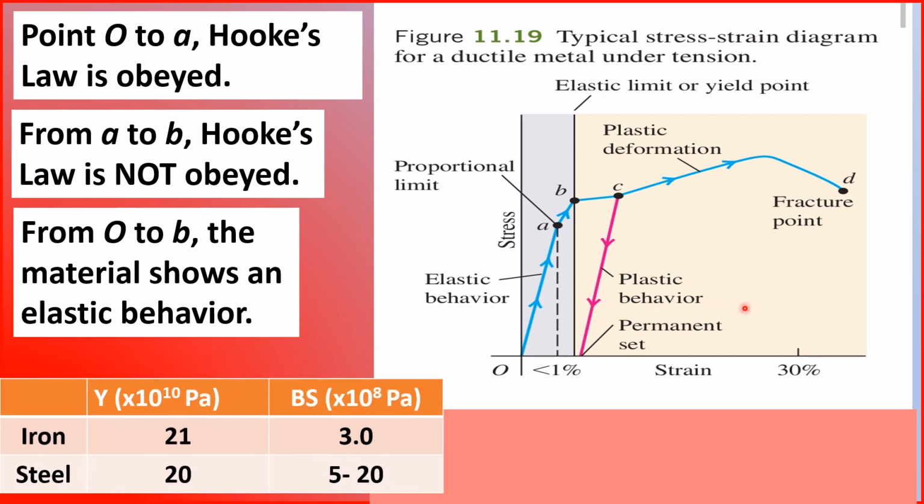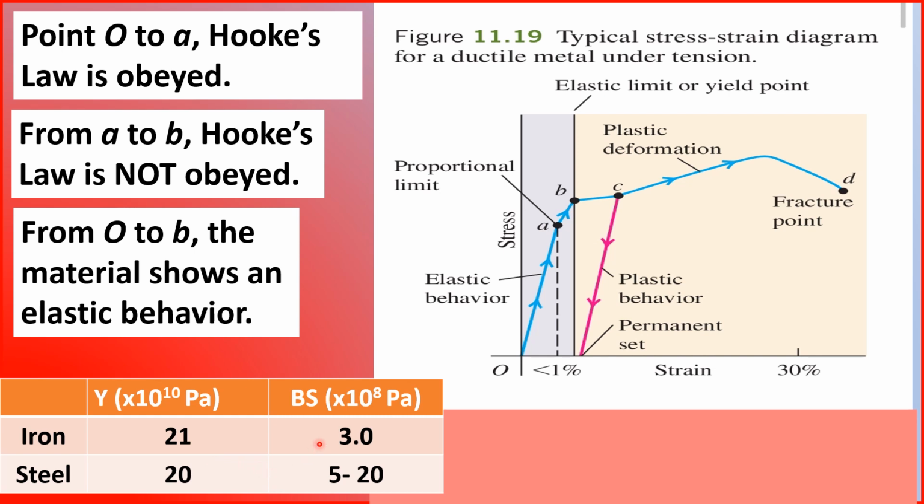So, if you're going to compare two metals such as iron and steel, in terms of the Young's elastic modulus for these two metals, their elastic moduli are almost the same. For iron, it is 21 raised to the 10 power Pascal, while for steel, it is just a little lower, 20 raised to the 10 power Pascal.